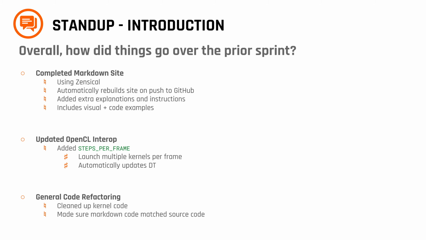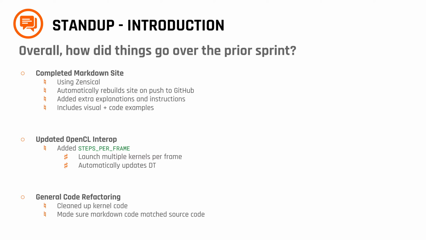I also added a bunch of extra explanations and instructions for all the new things I added, or just reclarified certain things to make it easier for the students. And this includes adding visual and code examples. I also updated the OpenCL interop, adding this thing called steps per frame, which launches multiple kernels per frame and automatically updates DT, which is how far or how fast the particles move.